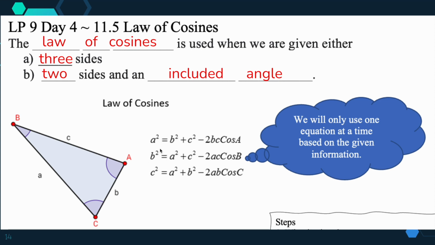For the next one, I have b squared equals a squared plus c squared, so they just swap places. Now it's minus 2 times ac, because those are the two pieces here, and since we started with side b, I take the cosine of angle B. Same thing for the last one: c squared equals a squared plus b squared, minus 2ab times the cosine of C, because I started with side c.